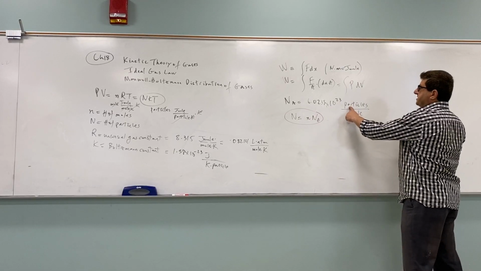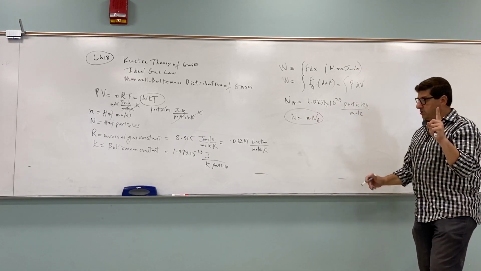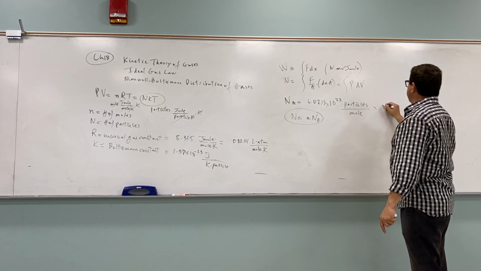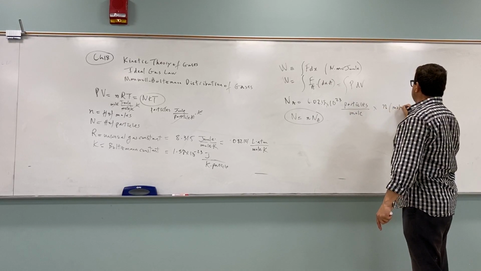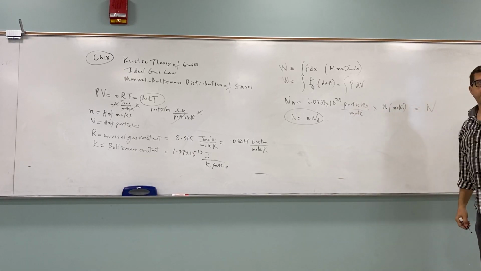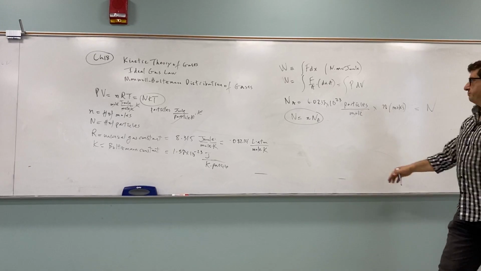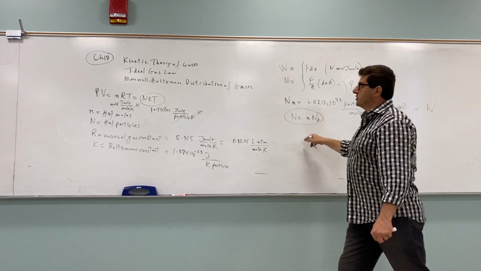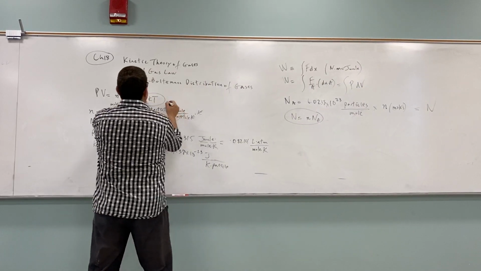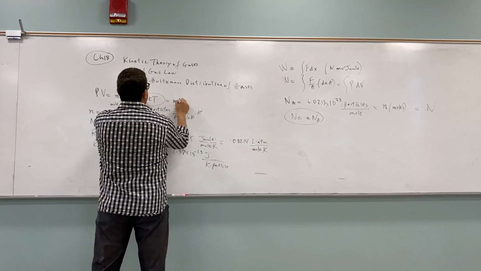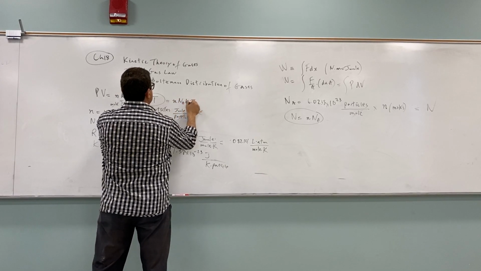Because Avogadro's constant says that per every mole of a gas, this is how many particles there are. So if I multiply this by the number of moles, the moles cancel, and what do I get? The total number of particles. So big N is equal to little n times N_A. Now if I substitute that here, what are you going to get? Big N k T becomes n N_A k T.